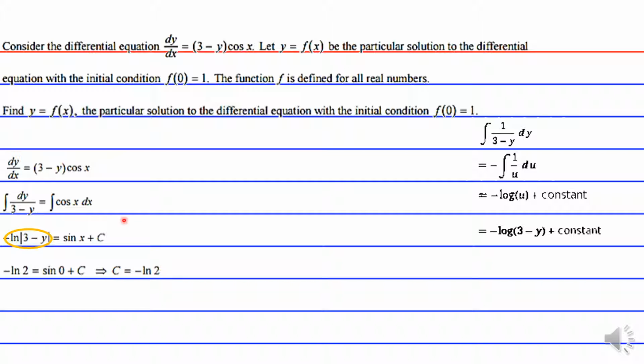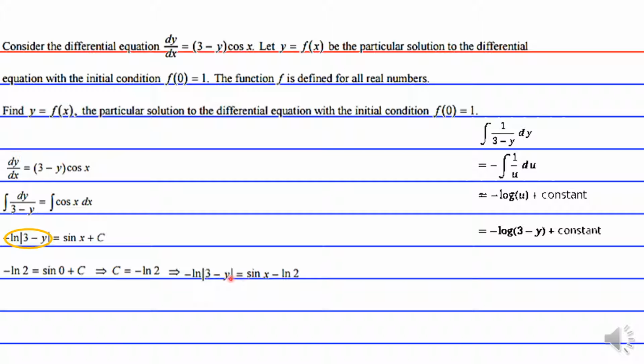Now we can back substitute now that we solved for our constant. And so the entire expression becomes the negative natural log of 3 minus y equals the sine of x minus the natural log of 2. And note, this is the absolute value, okay?